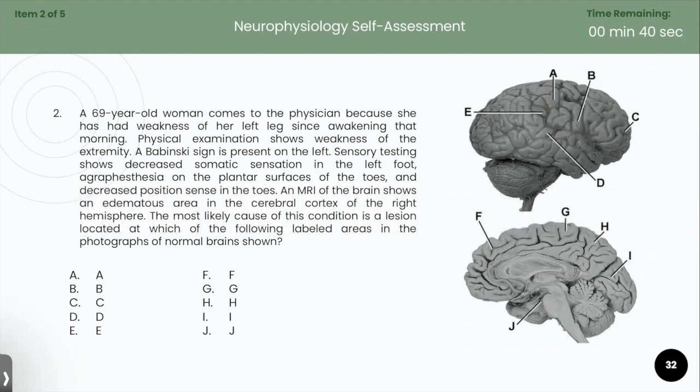Okay, so for question 2, we have a 69-year-old woman who comes to the physician because she has had weakness of her left leg since awakening that morning. Physical exam shows weakness of the extremity. A Babinski sign is present on the left. So I hope you already know and recognize that means we're talking about an upper motor neuron lesion, which makes sense because obviously it's showing us a picture of the brain here to identify the problem. So of course it's an upper motor neuron issue.